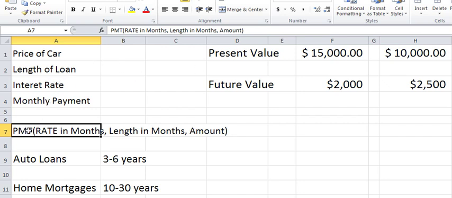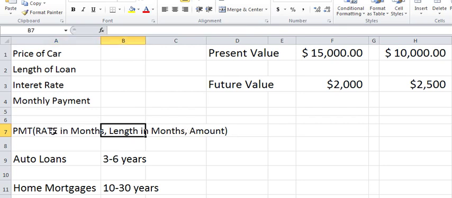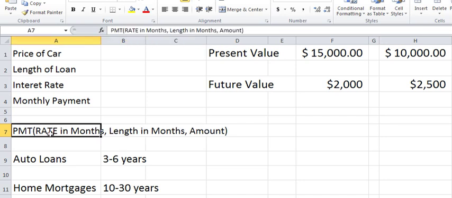PMT, of course, finds the monthly payment for a car loan, or it could be any type of loan. And the three parameters that it takes are the rate, the length, and the amount of the loan. And let me remind you that the rate is always given in months.